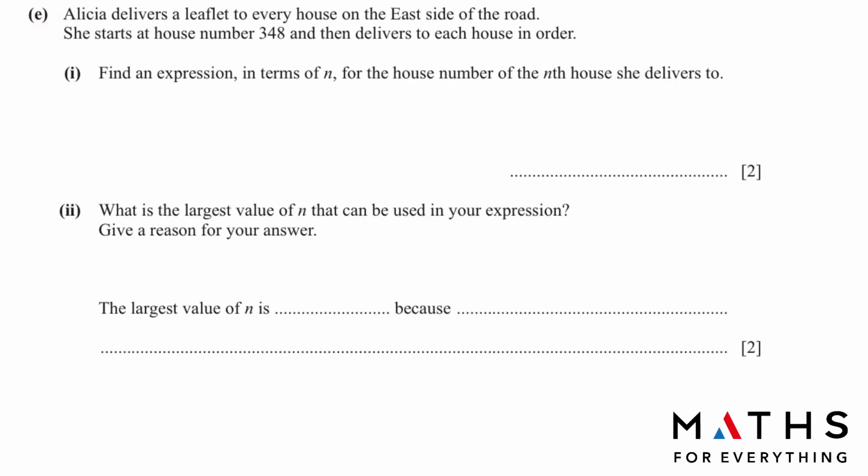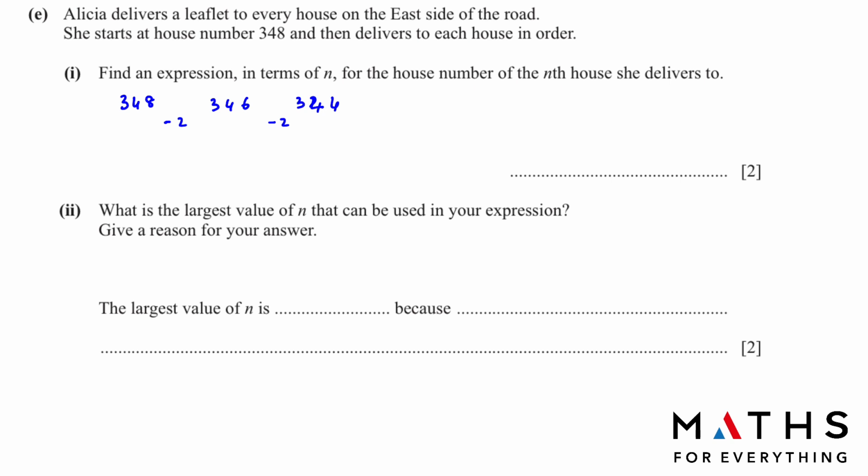In part E, Alicia delivers a leaflet to every house on the east side of the road. She starts at house number 348 and then delivers to each in order. Find an expression in terms of n for the house number of the nth house she delivers to. So the first house is 348, the second will be 346, the third will be 344. From each one we are subtracting 2.